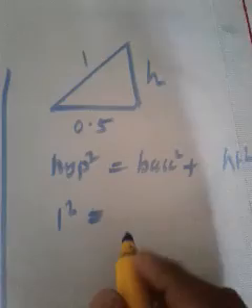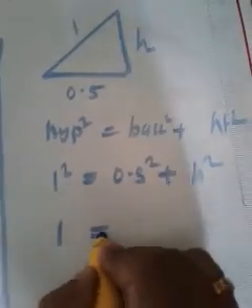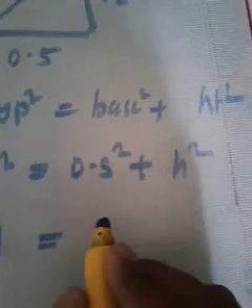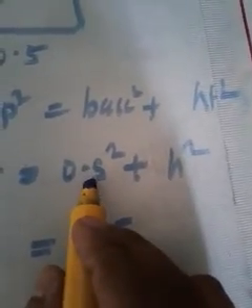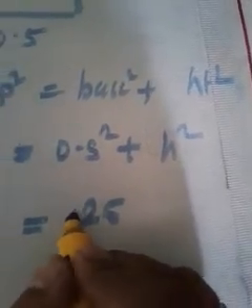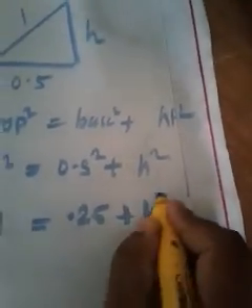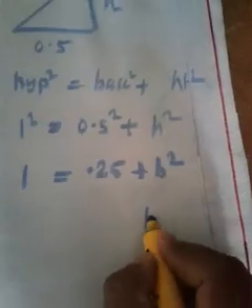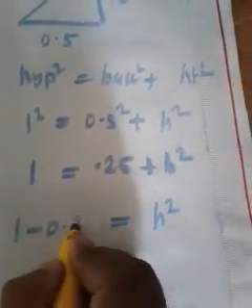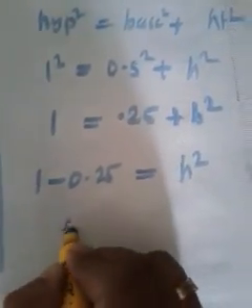1 square is equal to, what is the base? 0.5. So 0.5 square plus what is height square? h square. You may understand. 1 square is nothing but 1. What is 0.5 square? How can you calculate 0.5 square? What is 5 square? 25. Then in 0.5 there is 1 decimal place. In the case of 0.5 square, 2 decimal places. So the answer will be 0.25 plus h square. Then what will be h square? Take this 0.25 to the left side. So it becomes 1 minus 0.25. What is 1 minus 0.25? 0.75 is equal to h square.